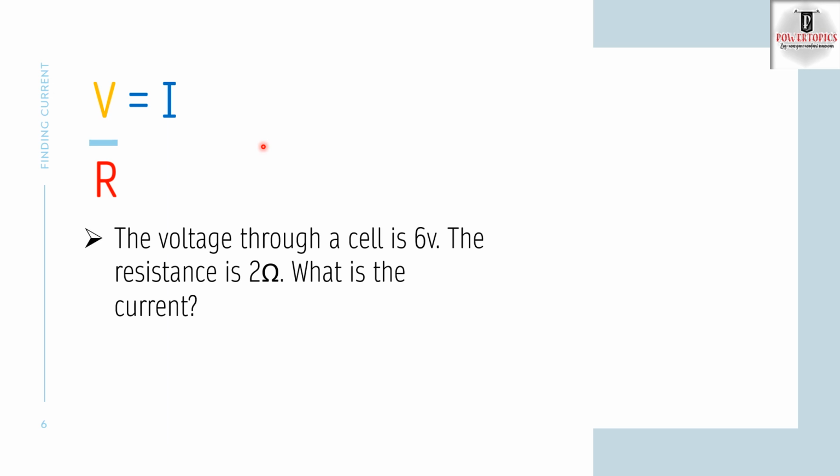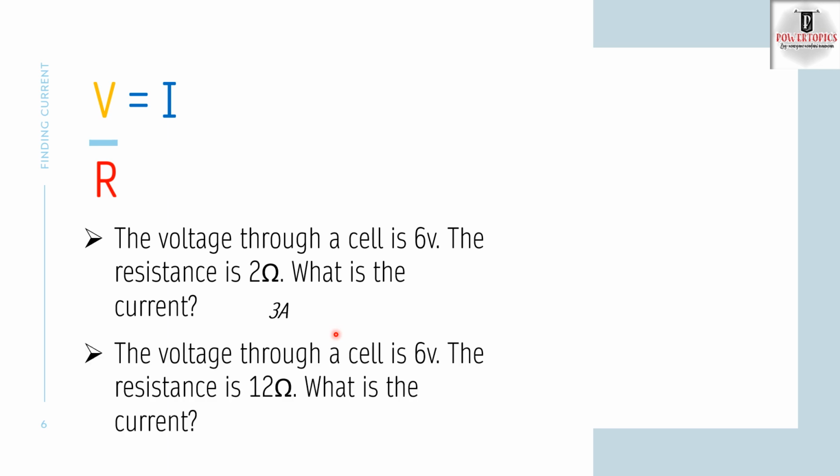We know that to find out the voltage, we have to multiply the current and the resistance. What if I want to find out what's the current in a circuit? Well, you just divide the volts by the resistance. Let's look at an example. The voltage through a cell is 6 volts. The resistance is 2 ohms. What is the current? So you divide 6 by 2 ohms and you get 3 amps of current.